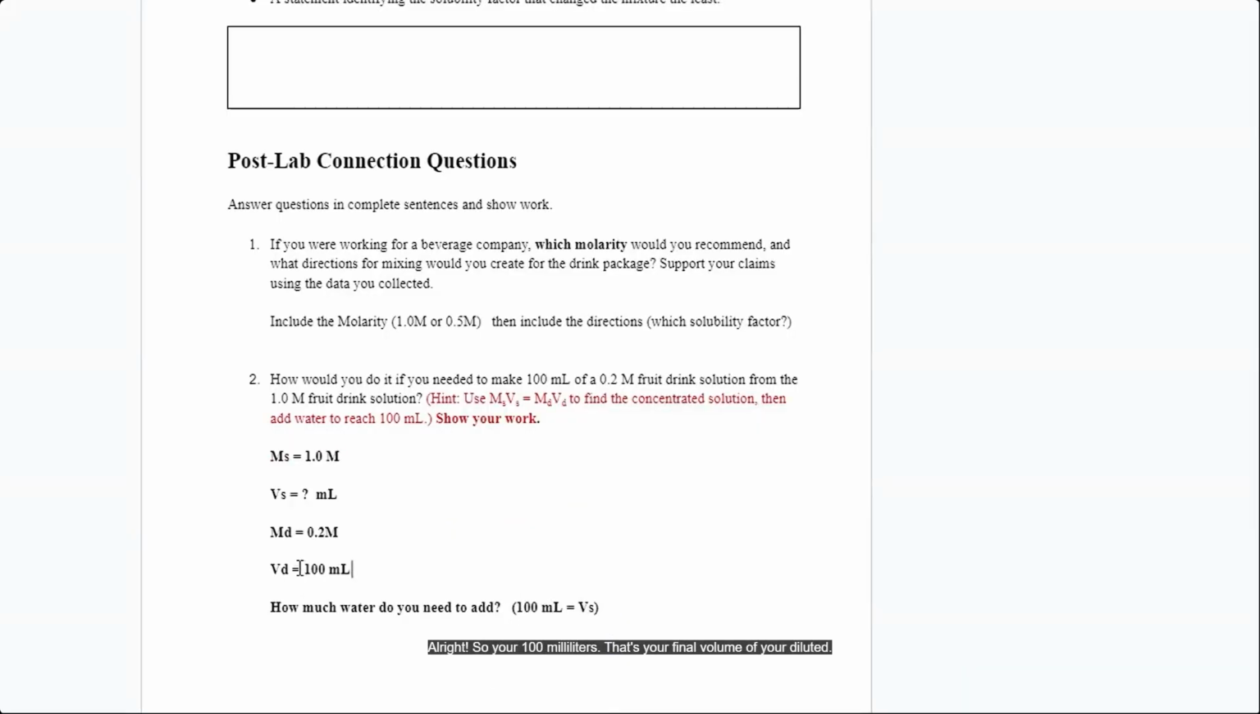All right, so your 100 milliliters, that's your final volume of your diluted. This is how much of your concentrated. So let's say it's 10 milliliters. Let's just say, okay, it's 10 milliliters. You're going to put 10 milliliters in the beaker, and then you're going to fill it to 100, which means you're adding 90 milliliters. The answer is not 10 milliliters. Don't worry about that.